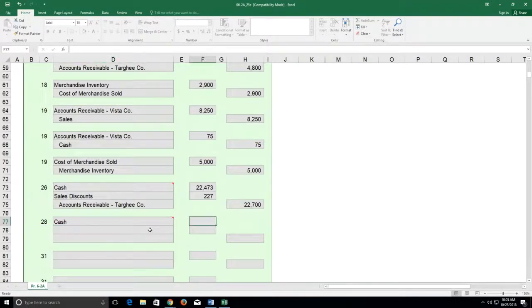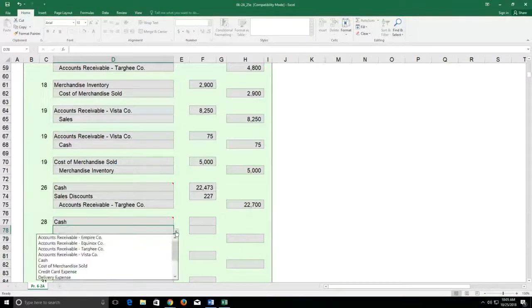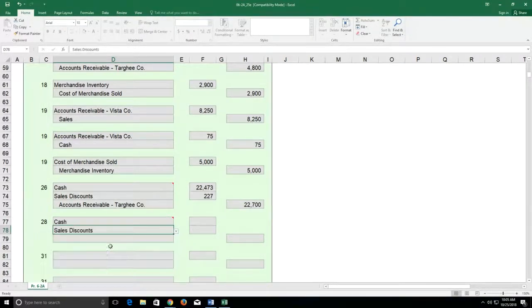Okay, on the 28th, we received a check from Vista Company. We're getting paid. We know we're going to give them a sales discount, and we're going to credit for the full amount that they owe us. So what did Vista owe us? Vista owed us the $82.50 plus the $75 for freight.